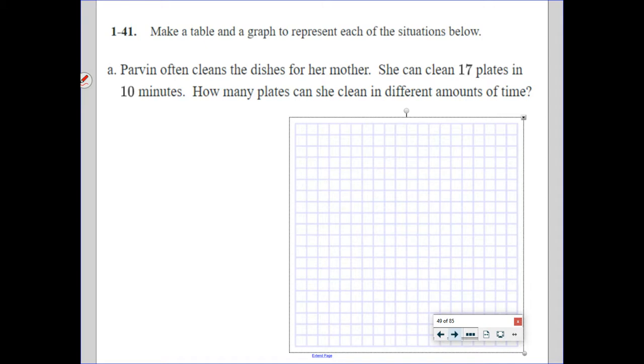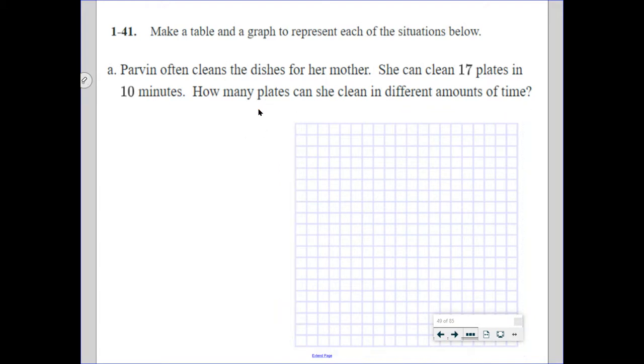A, Parvin often cleans the dishes for her mother. She can clean 17 plates in 10 minutes. How many plates can she clean in different amounts of time? Now, what time? It doesn't say, just different amounts. And so we're going to make a table for it.